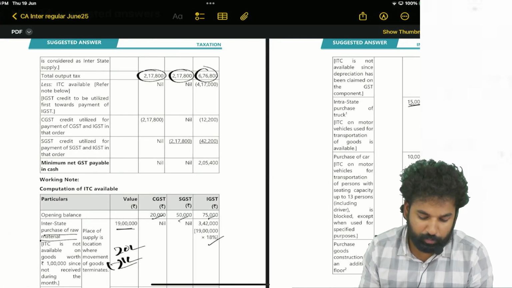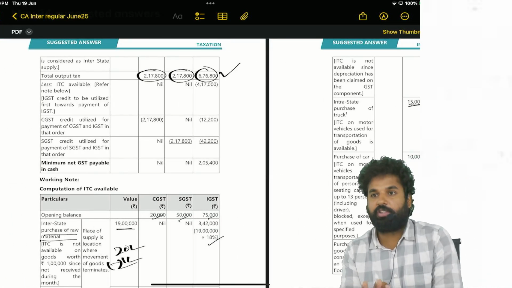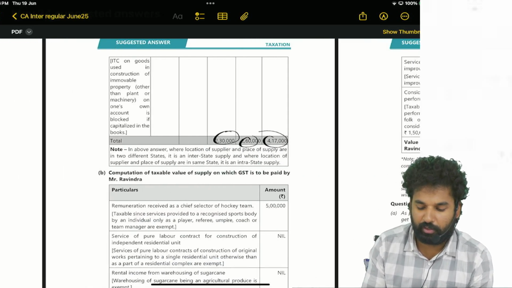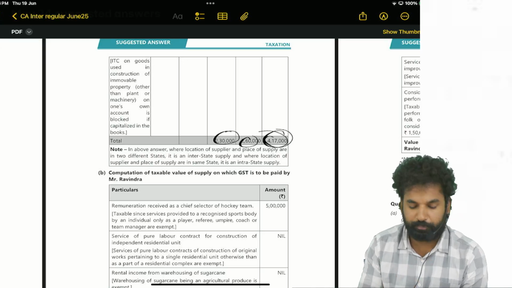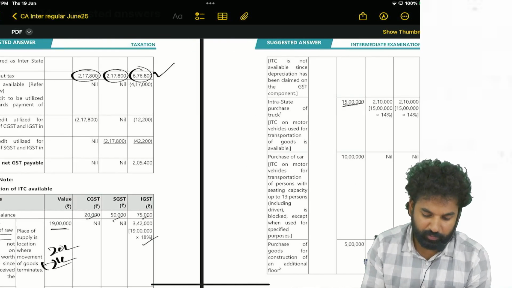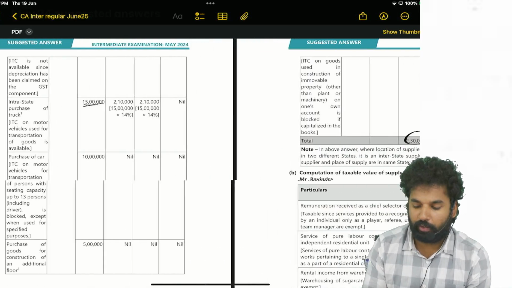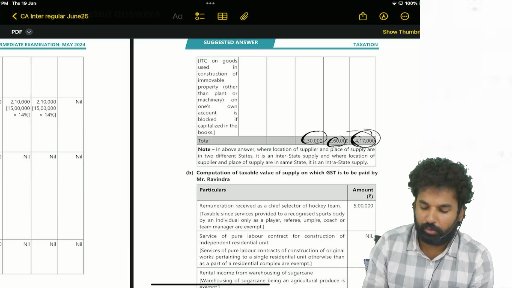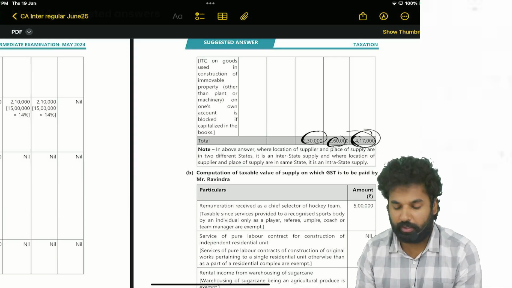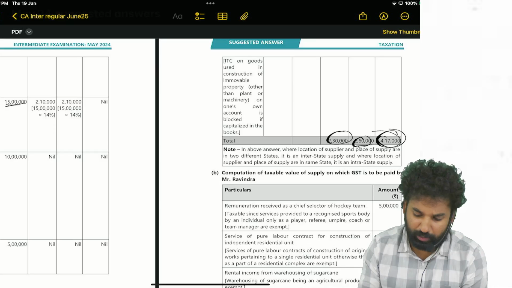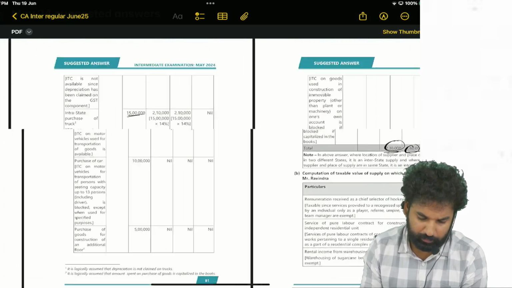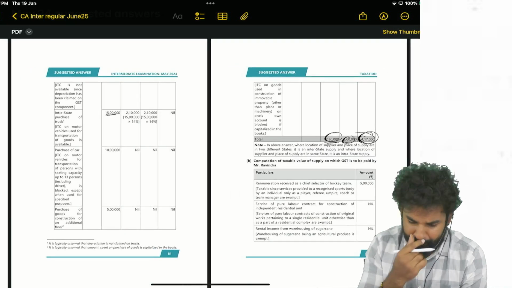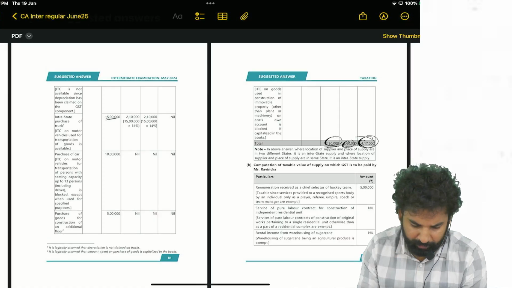So you have to pay how much? 6,76,800 IGST. So first, IGST liability 676. How much IGST do you have? 417. Adjust that 417 first. Later on what do you have? CGST. CGST you have how much? 260. Sorry, CGST 230. 230 only. Why is it like that?